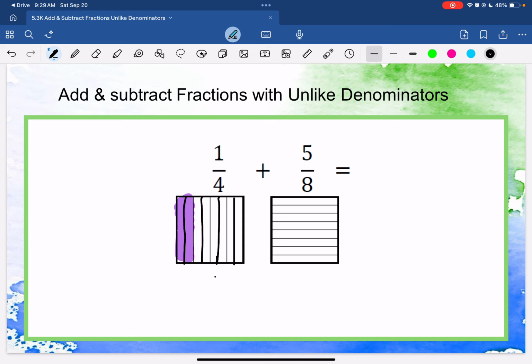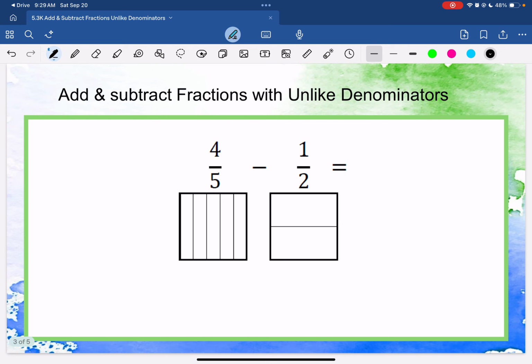So instead of 1 out of 4, it's 2 out of 8. You could shade in this second one if you wanted to. I don't really see the point in it. Now, you're adding 5/8 to the 2/8. So now your total is 7/8. All right, so let's go to subtracting fractions.